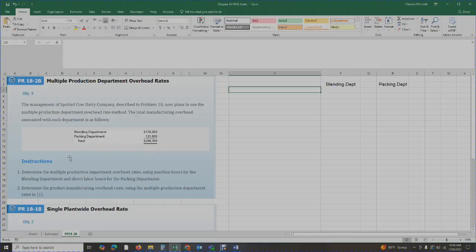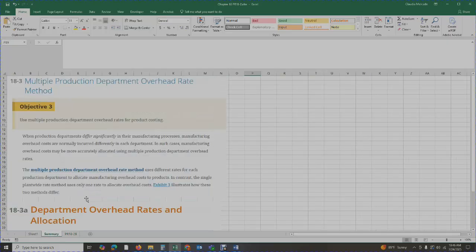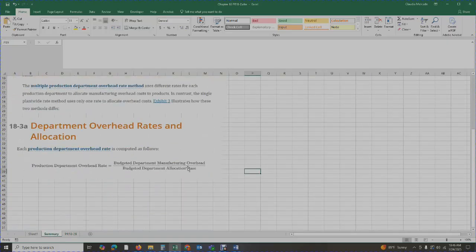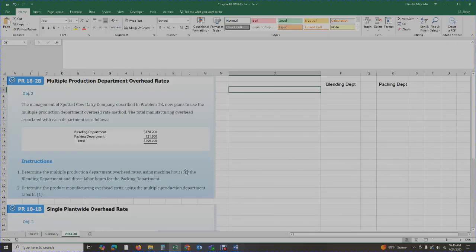Instructions: determine the multiple production department overhead rates using machine hours for the blending department and direct labor hours for the packing department. That is very important, because the machine hours and the direct labor hours are our allocation bases. So we need to know how we're going to allocate our overhead. They're telling you here that machine hours is going to be used for the blending department and labor hours for the packing department. Okay, so let's tackle the first requirement first.